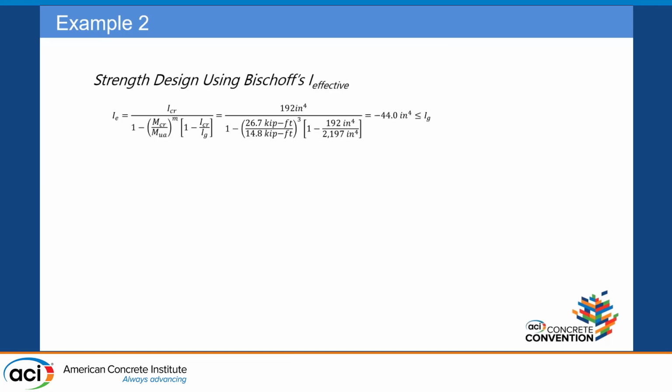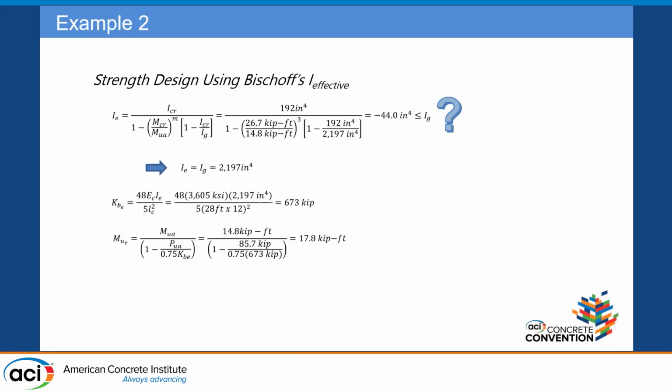Here's our I effective. Again, we're getting a negative I effective, which tells us we're on that elastic part of the curve. No need to stop there. We'll just use I gross. Put that in. Here's our factored moment now, 17.8 kip-feet. So on the previous example, the total moment that included the second order effects was almost 2.5 times the primary moment.